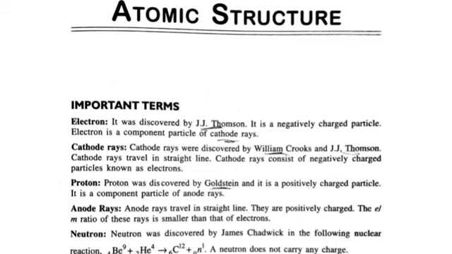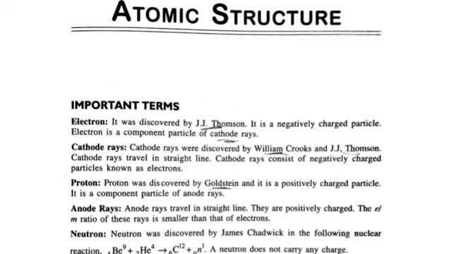Proton was discovered by E. Goldstein, and it is a positively charged particle and a component particle of anode rays. Anode rays travel in a straight line. These are positively charged. The e/m ratio of these rays is smaller than that of electrons.